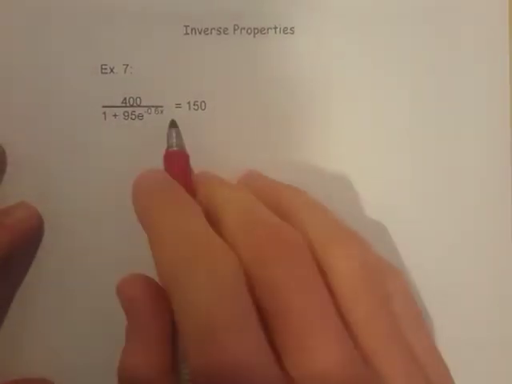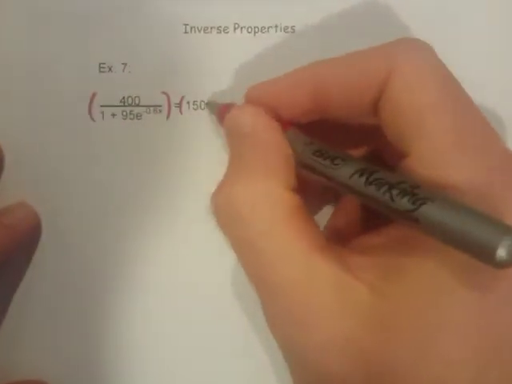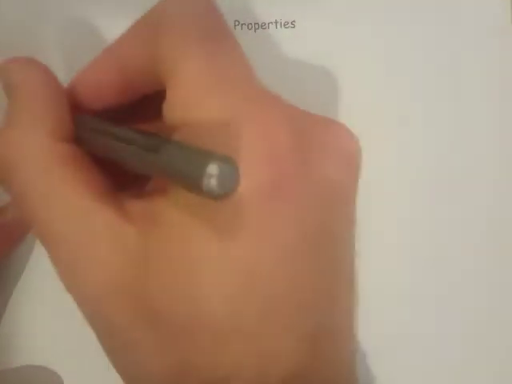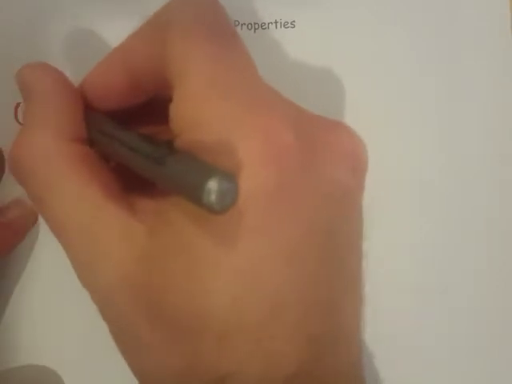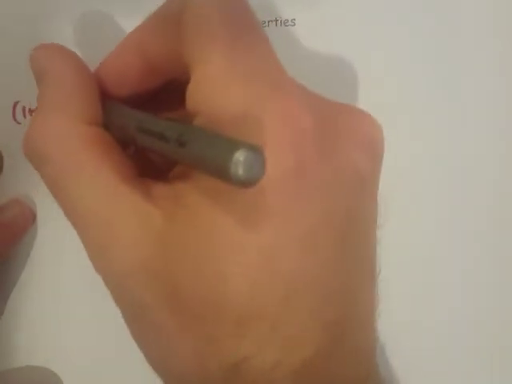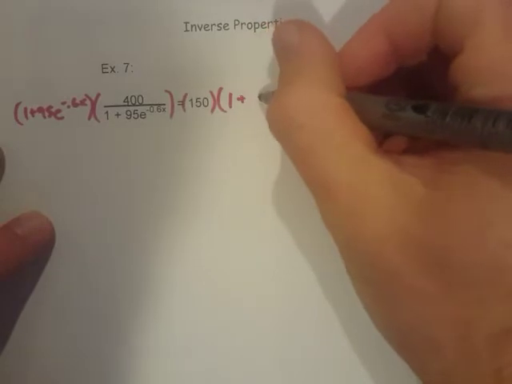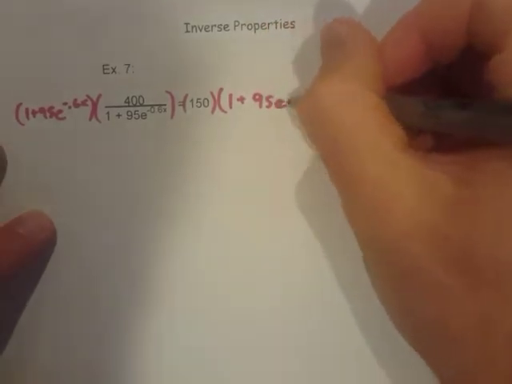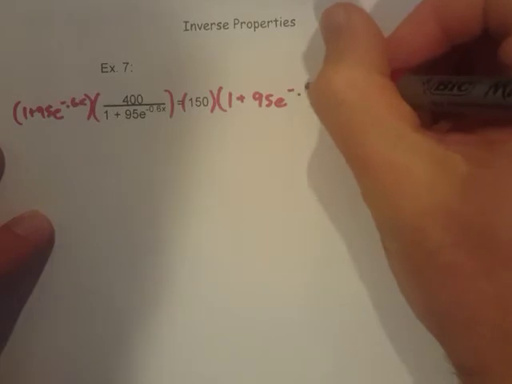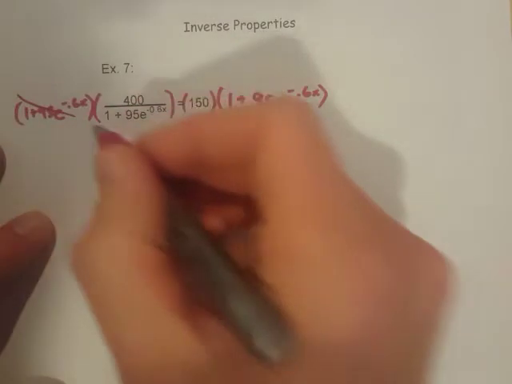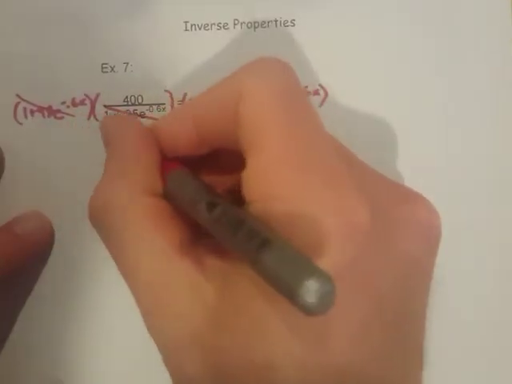But we need to get rid of fractions first. So we're going to multiply both sides by that denominator. We want to get rid of the fractions. So 1 plus 95 e to the negative 0.6x. We're going to multiply both sides by that. Which of course will cancel out the denominator over here, leaving us with 400.